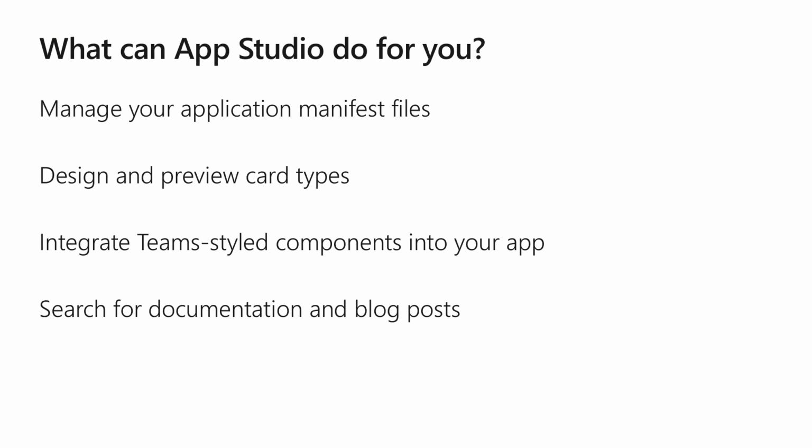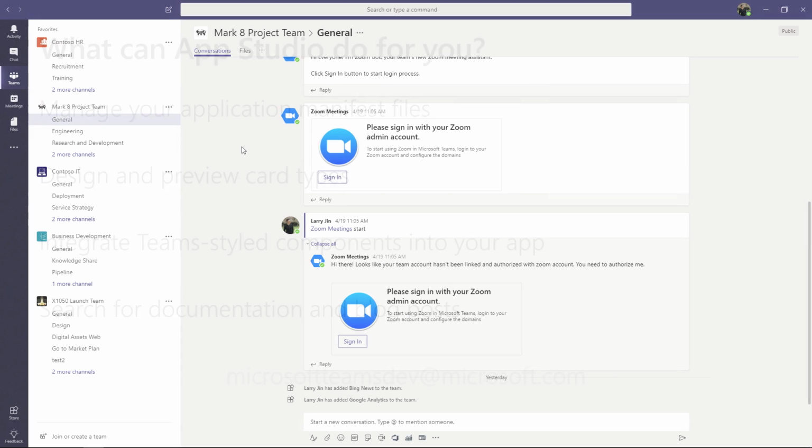The 4 things that the App Studio can help you with today are creating, managing, and storing your app manifests, designing and previewing bot cards in Teams, integrating Teams-styled components into your tabs, and searching for documentation and blog posts. So let's dive right in.